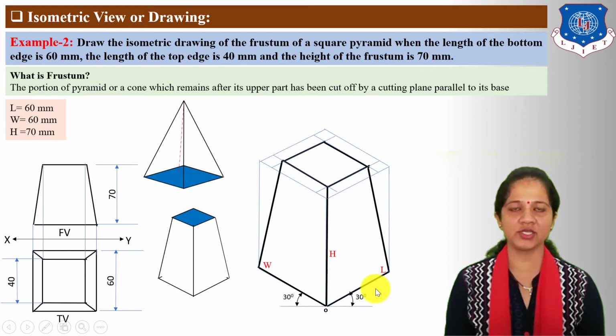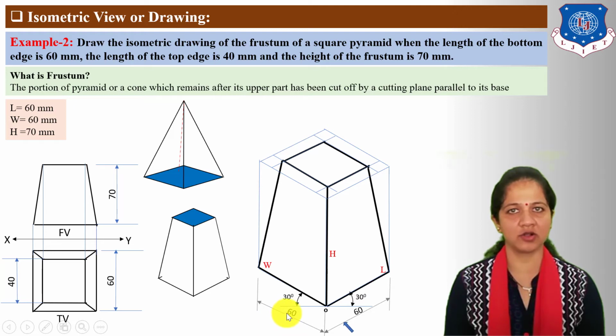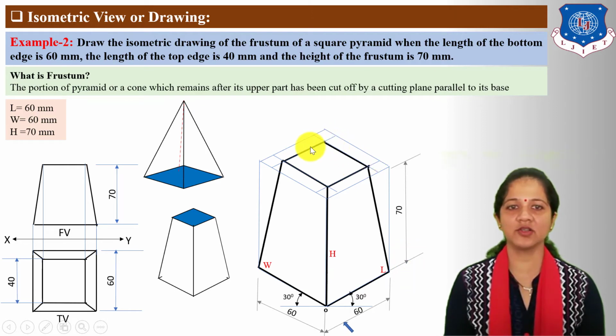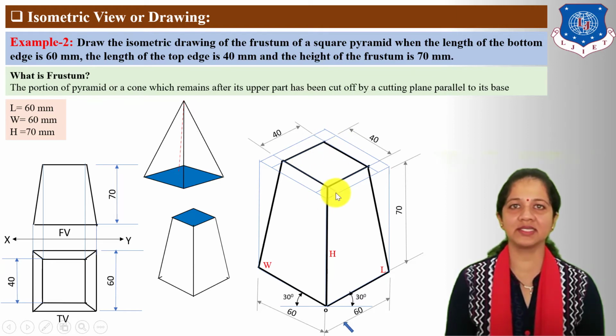Next, locate dimensions. Here length is taken on the x-axis, so this direction indicates the front view. So locate the length here, which is 60 mm. Next locate the width, which is also 60 mm. And next locate the height, which is 70 mm. Next locate the size of the cut square, which is given as 40 mm. So this is the isometric view or drawing of the given frustum of a square pyramid.